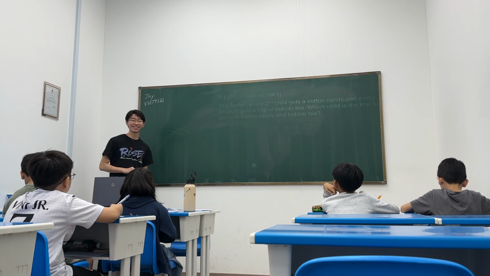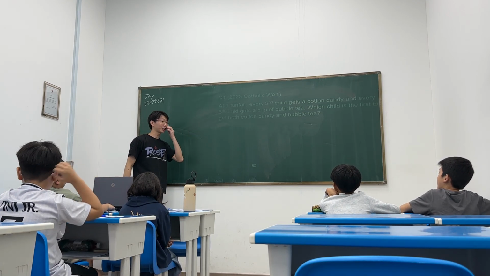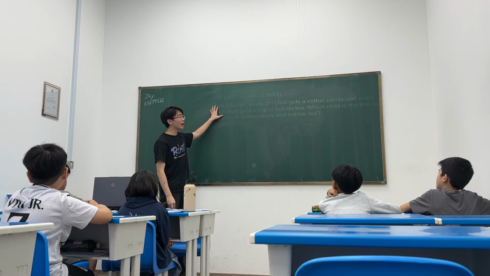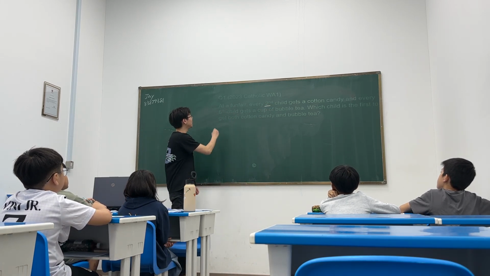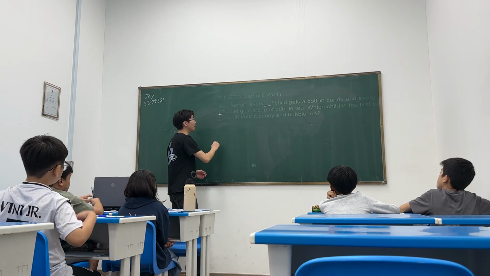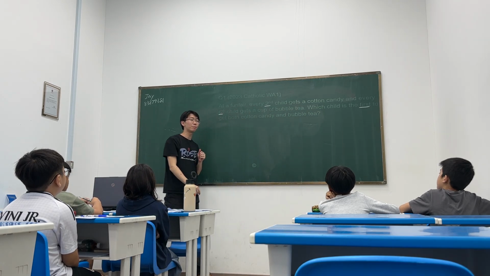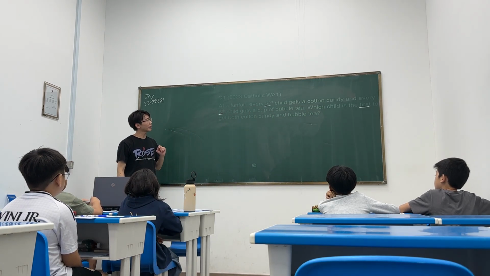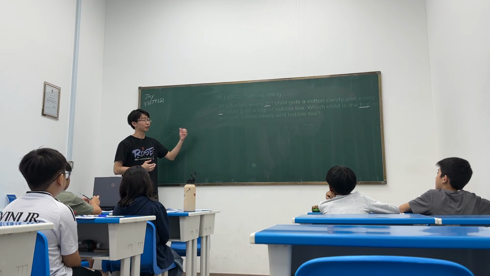Okay, time's up. Everybody, eyes on me, please. Okay, let's take a look at this question together. At a fun fair, every second child gets a cotton candy, and every sixth child gets a cup of bubble tea. Which child is the first to get both a cotton candy and bubble tea? Okay, to better understand this question, let's draw a graph to depict this situation.